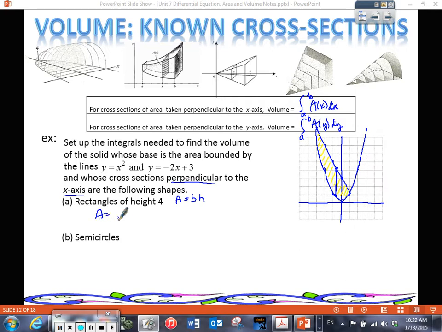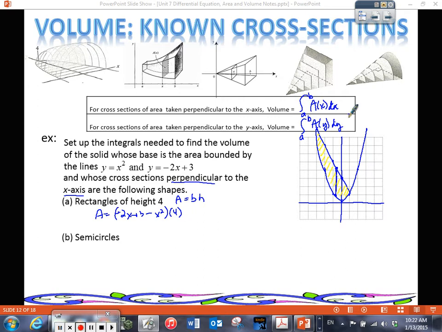My base is going to be the line, which is negative 2x plus 3. Then I want to subtract out the parabola because all this empty space I want gone. So I would subtract out the parabola, and that represents my base. My height, we talked about before, is 4. So that represents the area of a cross-section of my, let's see, we're doing rectangles.